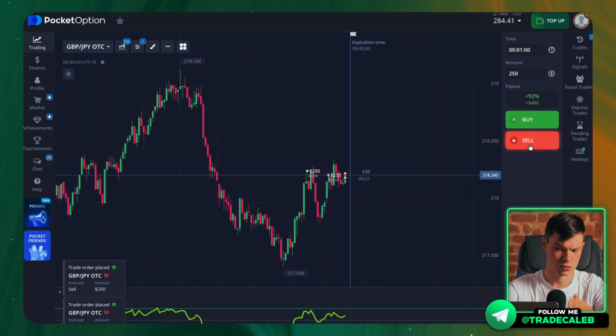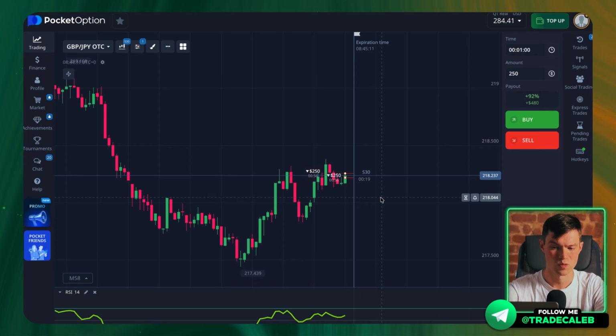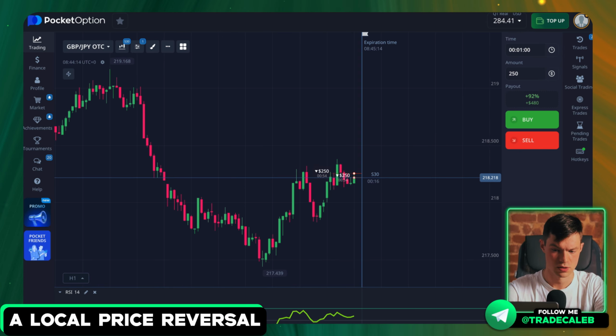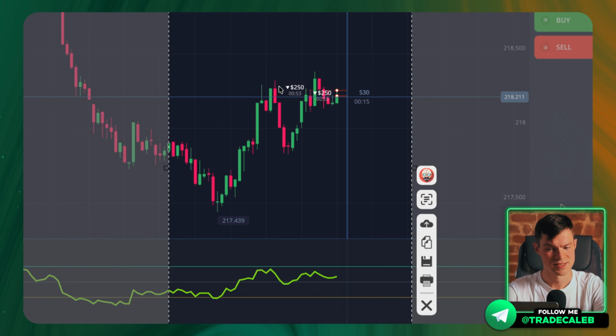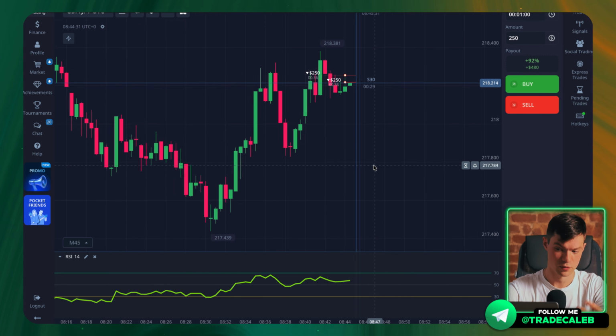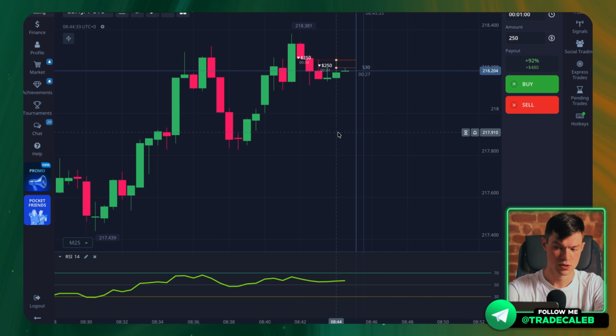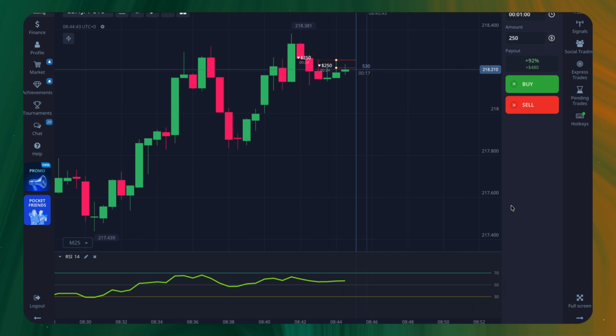My friends, look, right now we might be witnessing a local price reversal, and the reason is that a bearish divergence is forming here. If we look at the peaks, the price is rising between those peaks while the RSI is falling. So the price is falling following the RSI, so I'm opening a couple of trades here. In this situation, I feel more confident.